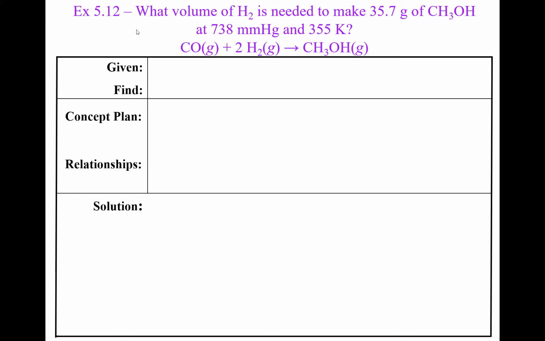Okay, this example, we're clearly going to use the ideal gas law and basically do what we did in chapter 4, just using the ideal gas law, right? So it wants to know the volume of H2, of hydrogen gas, needed to make 35.7 grams of methanol. And it tells us the pressure and the temperature this reaction is going to be run at. Okay, so here's what it gave us. This is what we're looking for. How are we going to get there?